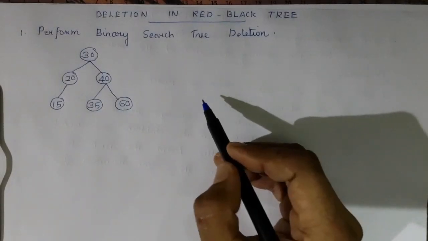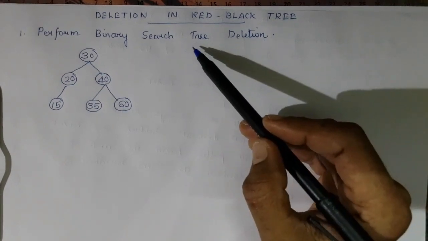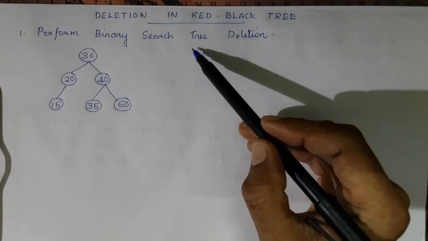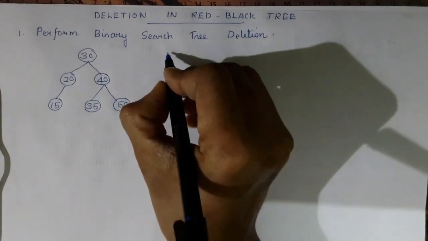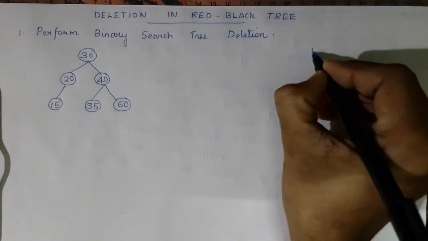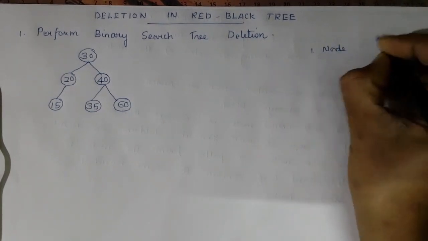Next we can see how to perform deletion in red-black tree. The first step is perform normal binary search tree deletion. So consider this binary search tree. There are 3 cases. First case is node to be deleted is a leaf node.